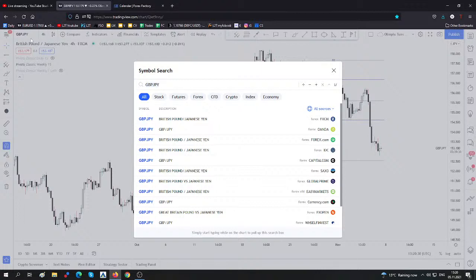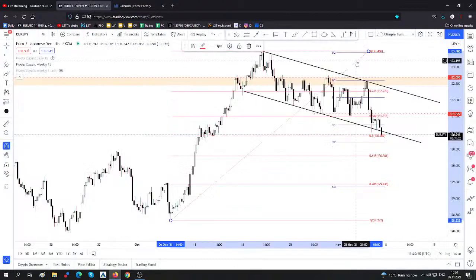Euro, Japanese yen, sell-off, and here on this market, on this pair, a downside breakout from this channel could signal sharp movements. Euro, Japanese yen.